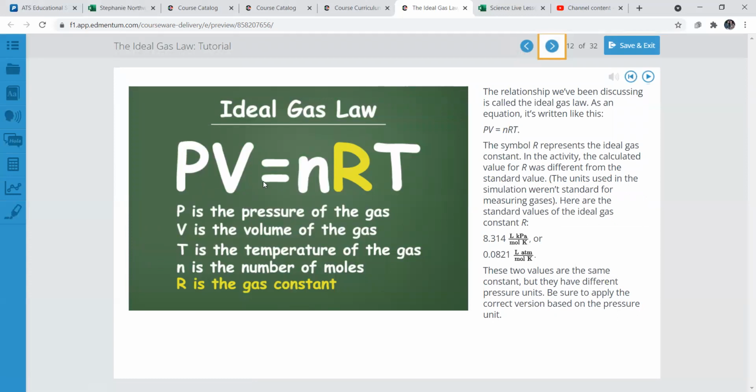Ideal gas law: PV equals nRT. P is the pressure of the gas, V is the volume of the gas, T is the temperature of the gas, n stands for the number of moles, and R is the gas constant. So here's our formula, and here's what it looks like written down as well. This is the relationship we've been discussing, called the ideal gas law. Here's the equation and how it's written.